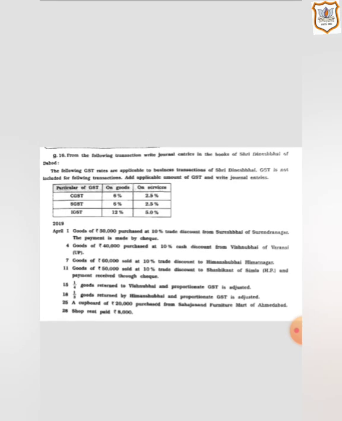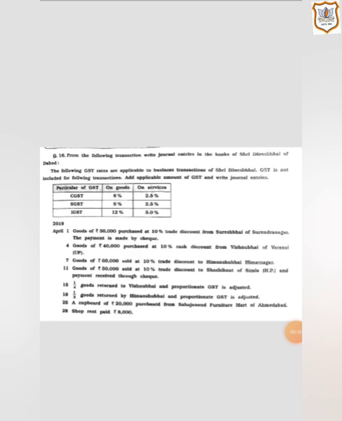Here, the question is given: from the following instructions, write journal entries in the books of Shri Dinesh Bhai of Dahod. The following GST rates are applicable to business transactions of Shri Dinesh Bhai. GST is not included for the following transactions. Add the applicable amount of GST and write journal entries. Here GST rates are given in the box.